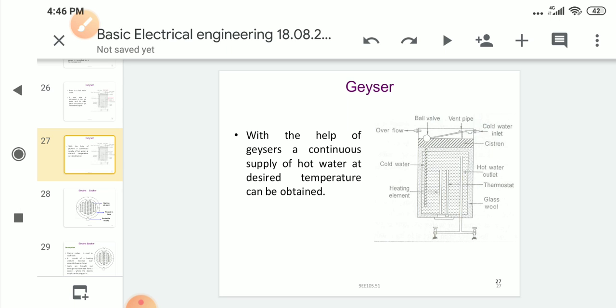In some areas the water has some hardness also. That's why, to prevent corrosion, those types of paints are used. This is a device used for continuous hot water purpose. This is about the geyser.